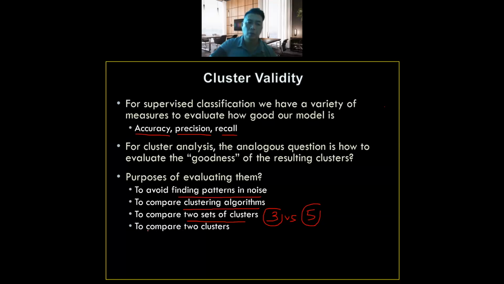This one is to compare two clusters. So between two clusters, which one is good? In this one, we are looking at the compactness only.